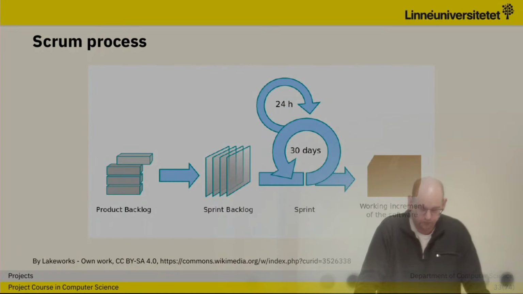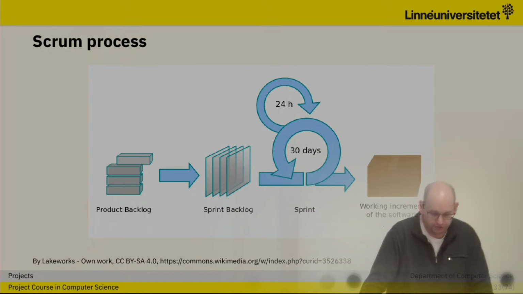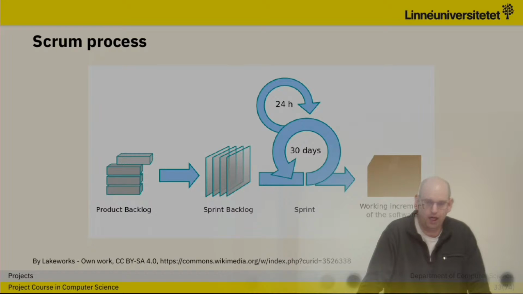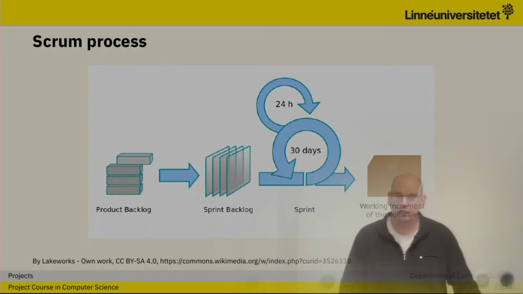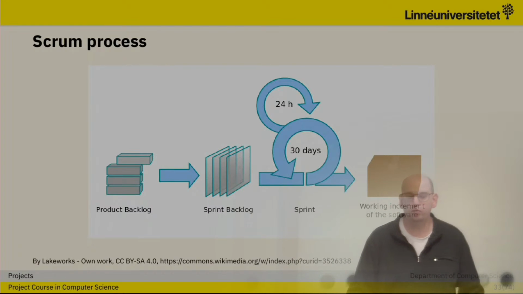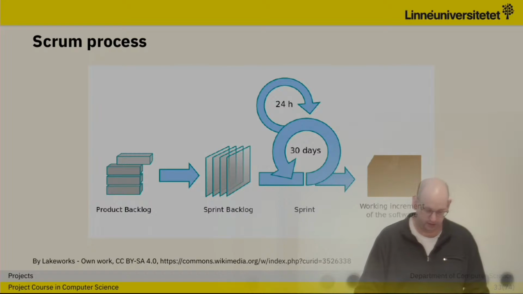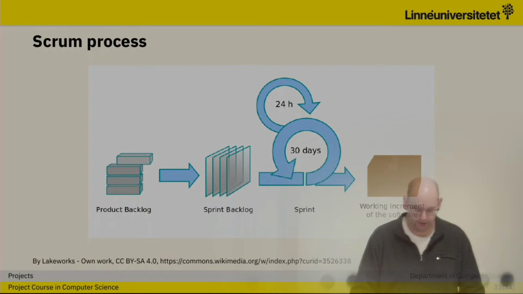So this again is basically the same image, but with all the fluff removed, where we can see that we have the product backlog going to sprint backlog, working in a sprint with 24 hours, but we will not have you work all 24 hours in a day. And then the outcome is a working increment of the software.